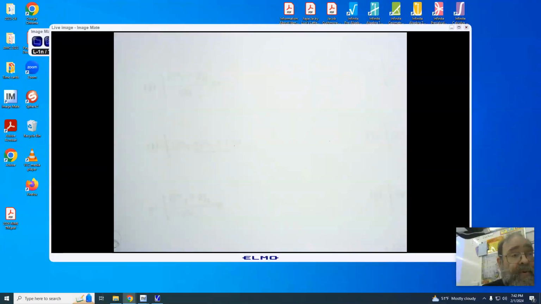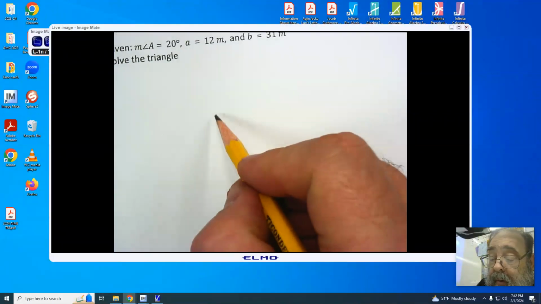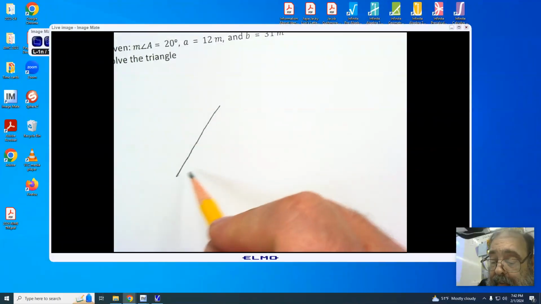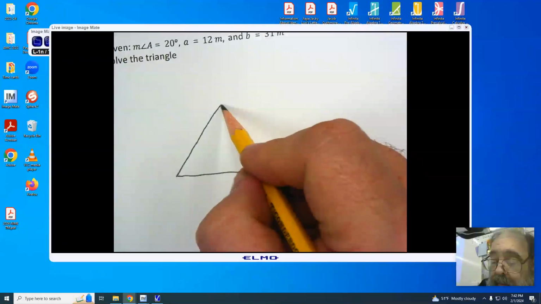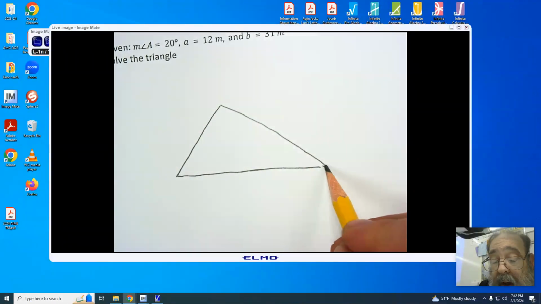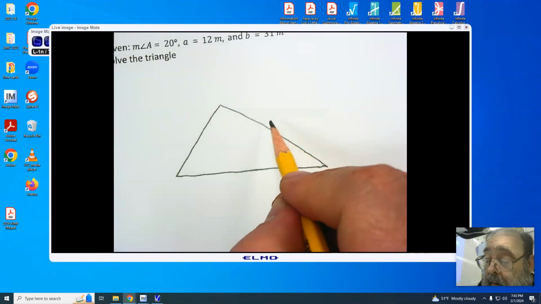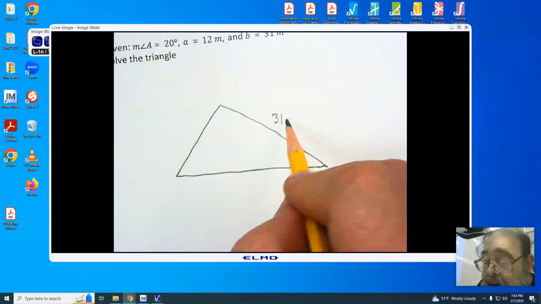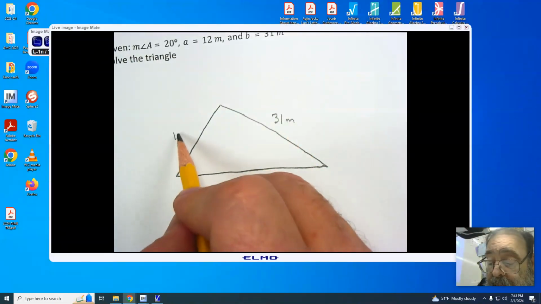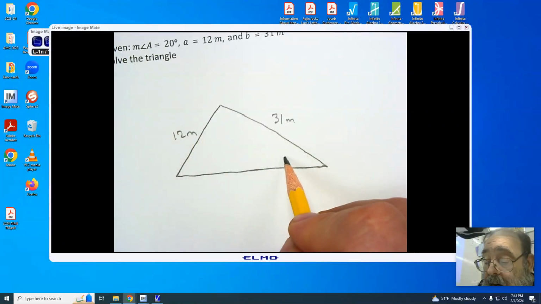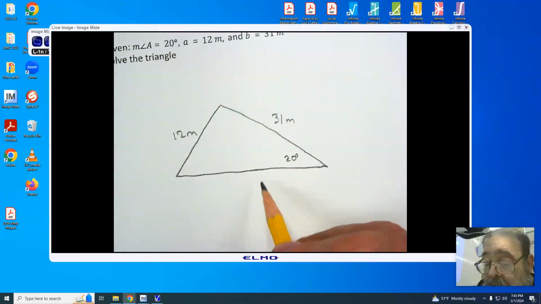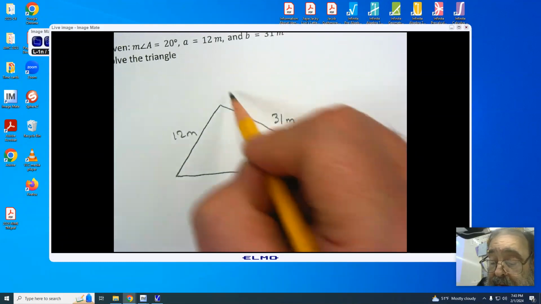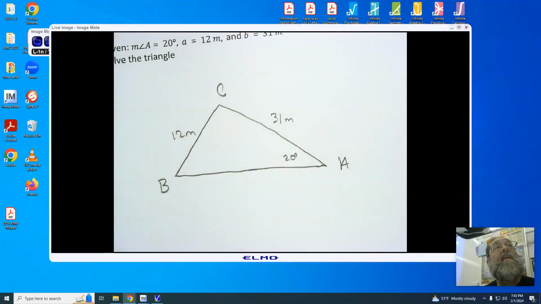Now, occasionally, we are forced to use information that we normally wouldn't want to. Notice in this problem, I'm going to set it up. The information that I'm given is right here at 31 meters. We have this 12 meters here. My acute angle is 20 degrees. And I have my A, C, and B.